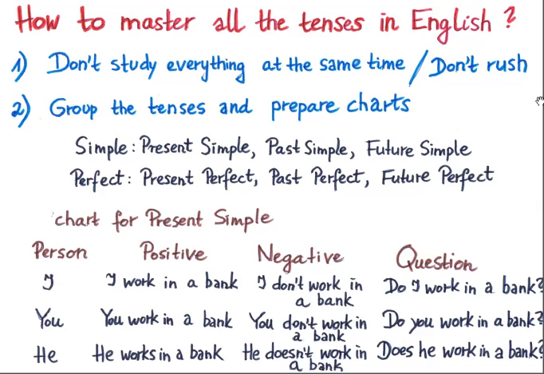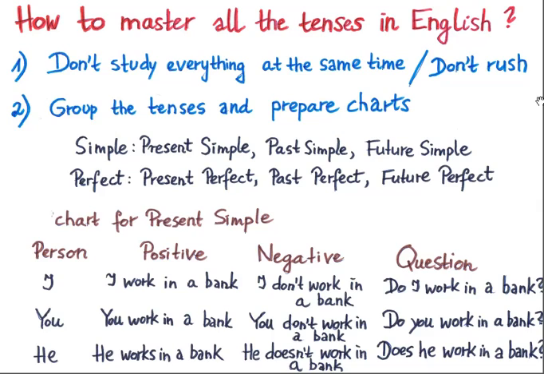Tip number 2. Group the tenses and prepare charts. To make the process of learning easier for you, you could group the tenses into 4 groups: simple, continuous, perfect, and perfect continuous. You will notice that in each group you have present, past, and future. For example, in the simple group you have present simple, past simple, future simple. The perfect group includes present perfect, past perfect, future perfect. Prepare charts to visualize the groups.